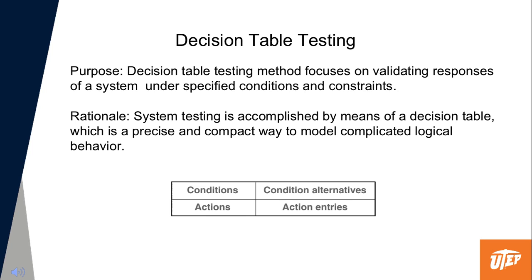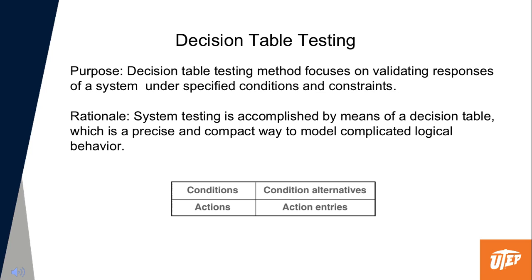Decision table testing. This testing technique becomes important when it is required to test different combinations. The decision table can be used when the system behavior is different for different inputs and not the same for a range of inputs. The decision table testing method focuses on validating responses of a system under specified conditions and constraints.